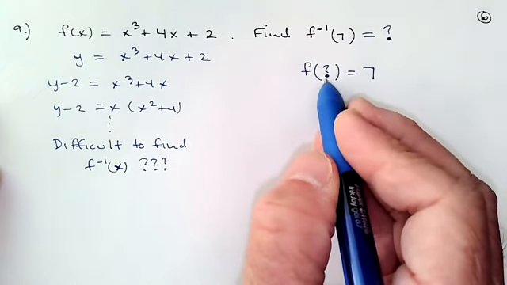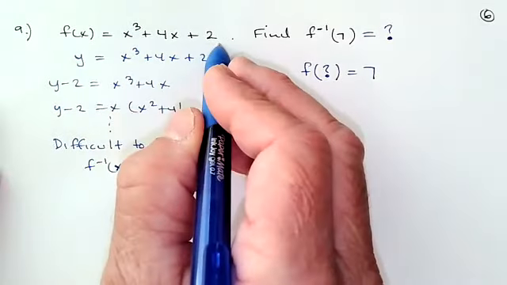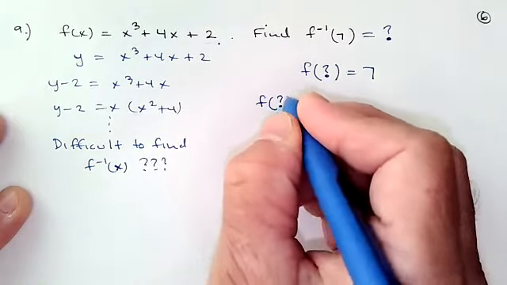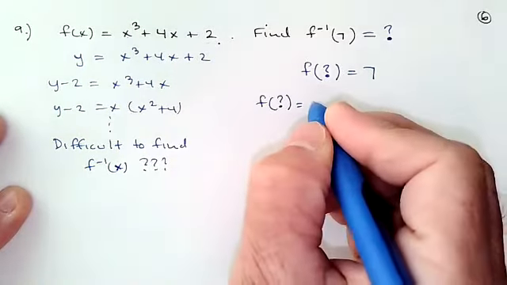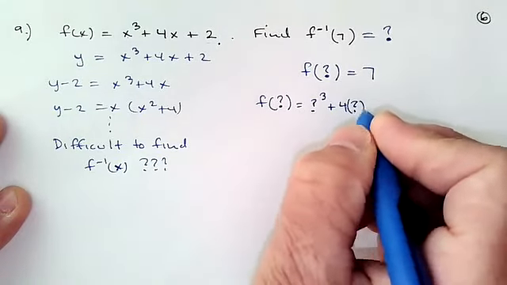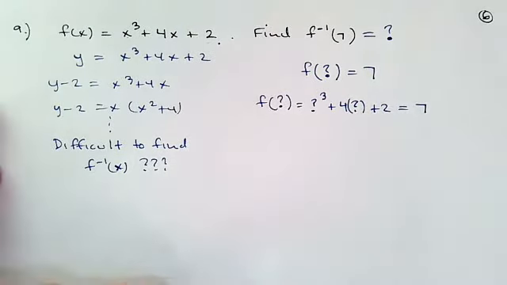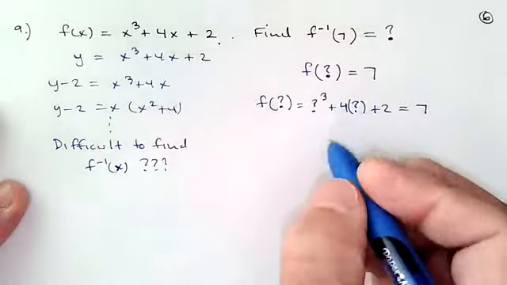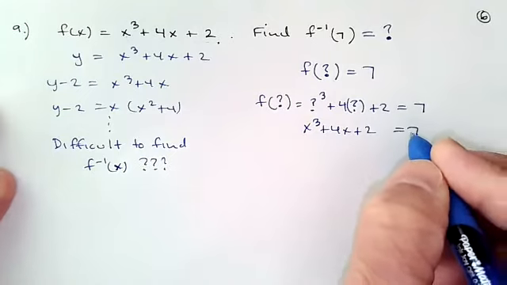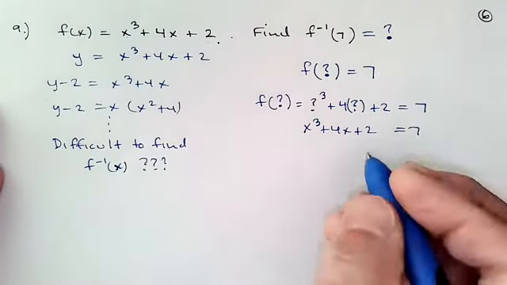So another way to approach the problem is to say, what would I plug in for x here to give me 7? In other words, f of what, if I were to take some number, cube it, plus 4 times that same number, plus 2, what number would I plug in and get me 7? I mean, that's the equivalent to just trying to solve x cubed plus 4x plus 2 equals 7. It's the equivalent to trying to solve for x, but you're going to run into the same problem. That's not easy to solve for x.